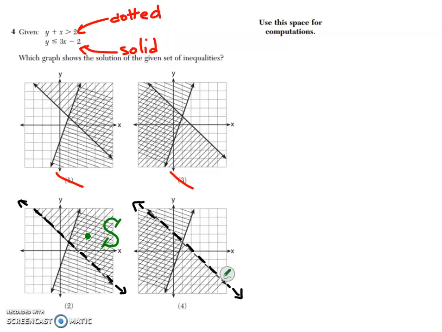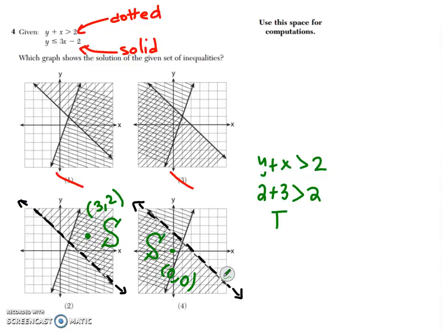This is called a solution set, and this is called a solution set. So if you pick any point in these solutions, this point I picked is (3, 2), and in this particular case, how about I pick (0, 0), just because that's the easiest. If you substitute into your inequalities, you can determine which one is the answer. So for example, y plus x is greater than 2, and I picked the point (3, 2), so I'm going to go 2 plus 3 is greater than 2.